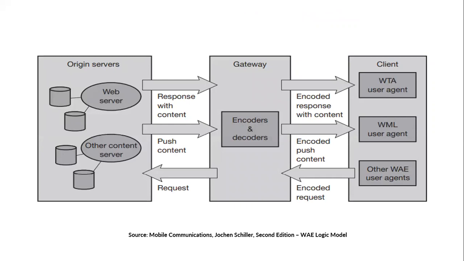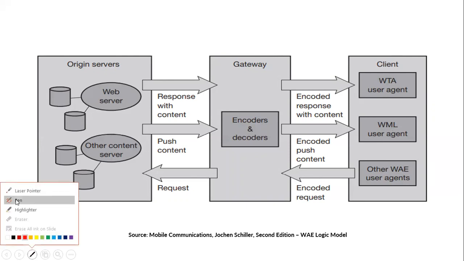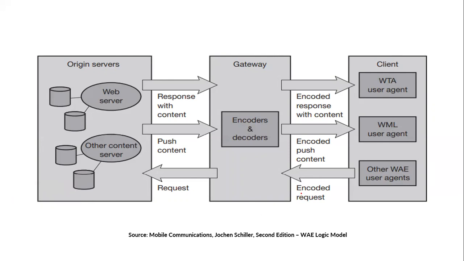So, this is the WAE logical model. Here we can see there is an origin server, there is a gateway, and there is a client. The origin server contains different types of servers. The client, when it needs any service, will send an encoded request. Why is it encoded? To reduce the air traffic. When it is encoded, the content will be minimized so that the data delivered over the air will be minimum.